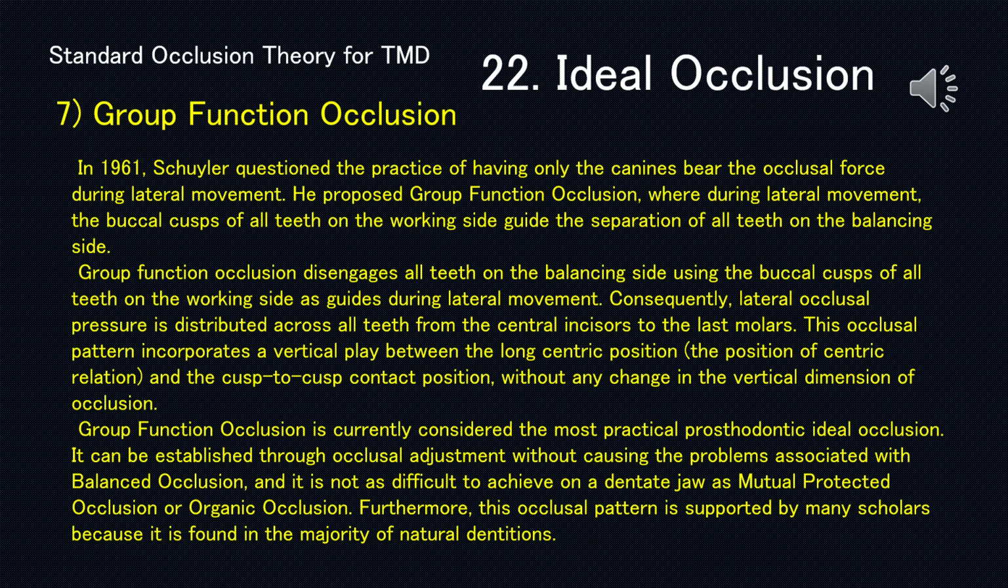Group function occlusion is currently considered the most practical prosthodontic ideal occlusion. It can be established through occlusal adjustment without causing the problems associated with balanced occlusion, and it is not as difficult to achieve on a dentate jaw as mutual protected occlusion or organic occlusion. Furthermore, this occlusal pattern is supported by many scholars because it is found in the majority of natural dentitions.